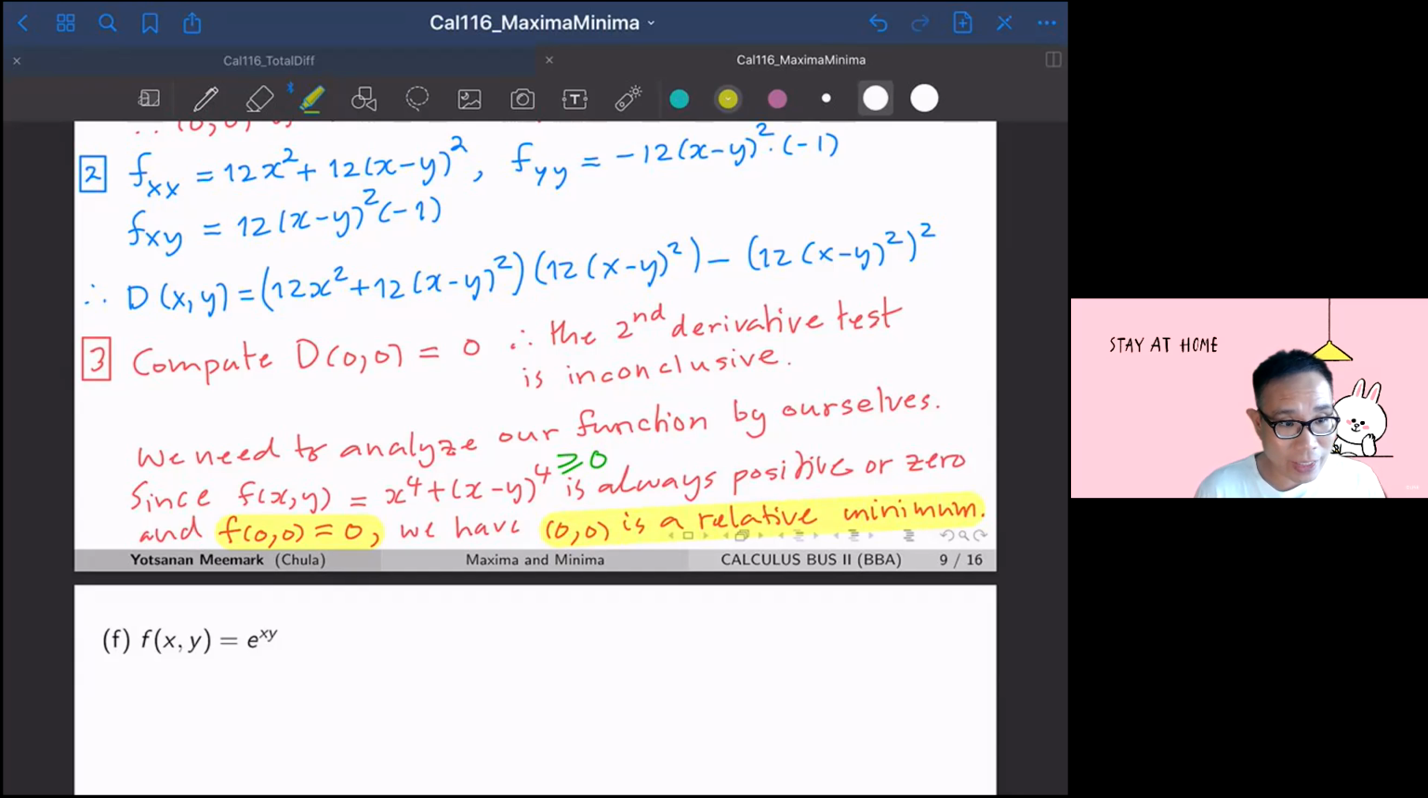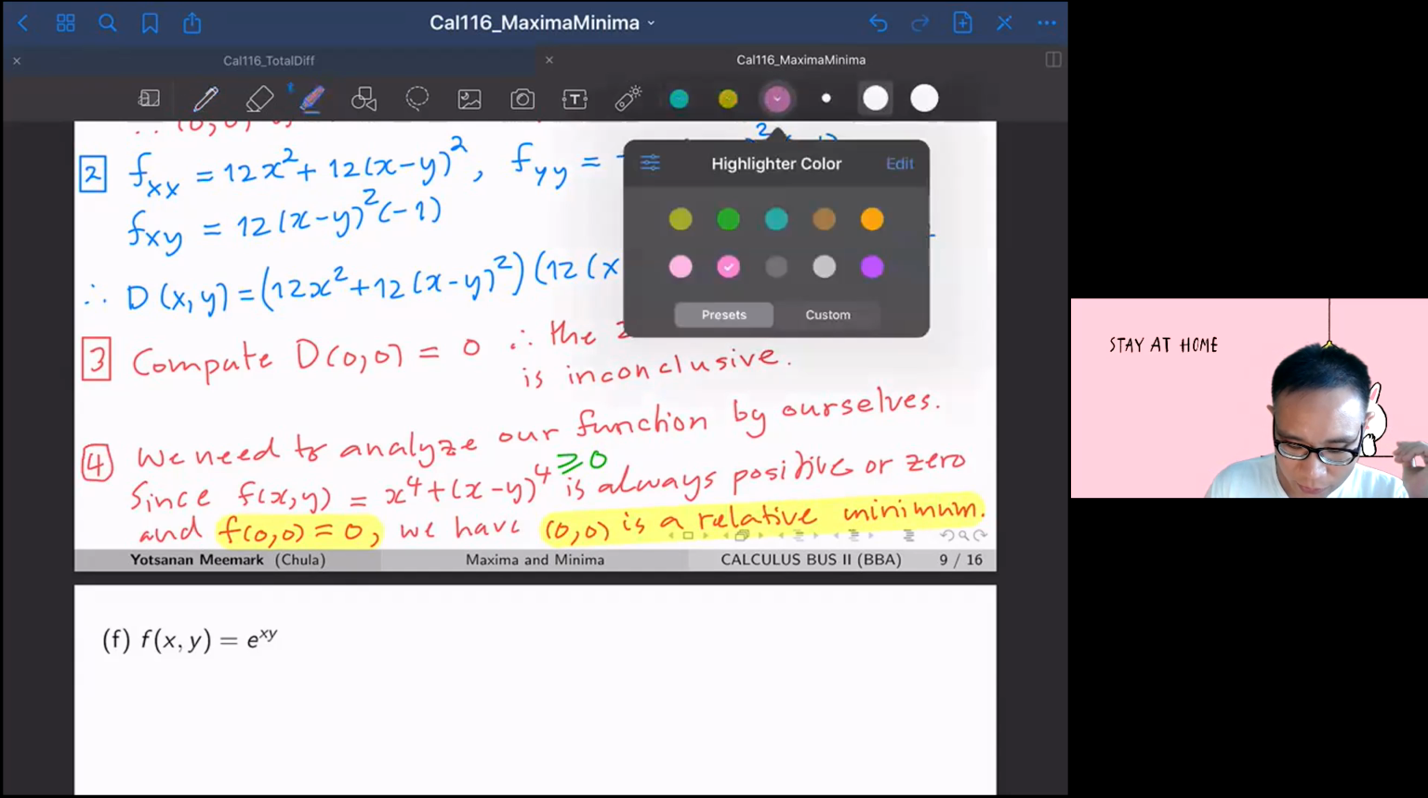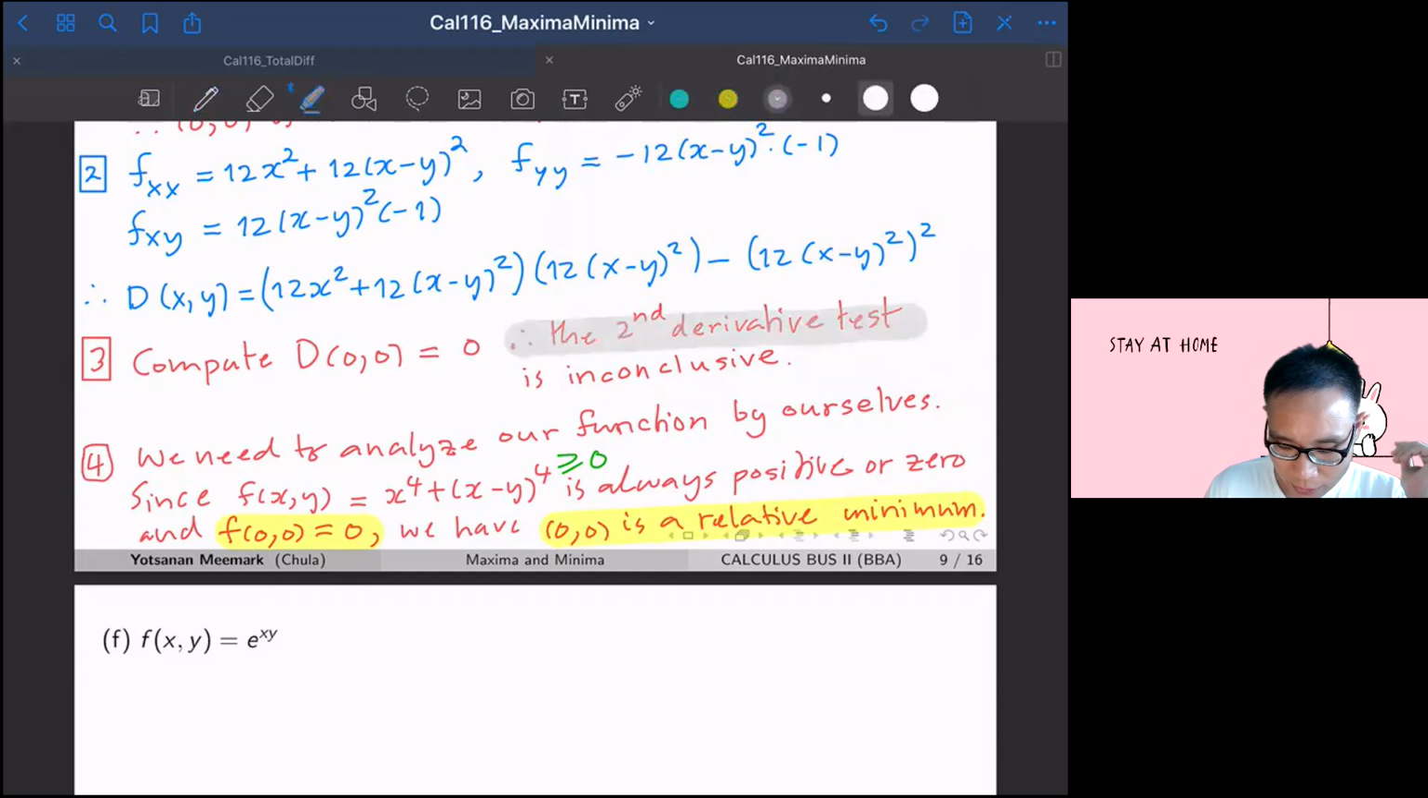You see that this one is different from the other question because it turns out that the second derivative test is inconclusive in this case. So we need further analysis, and the way to analyze is to take a look at the function directly and conclude from it.